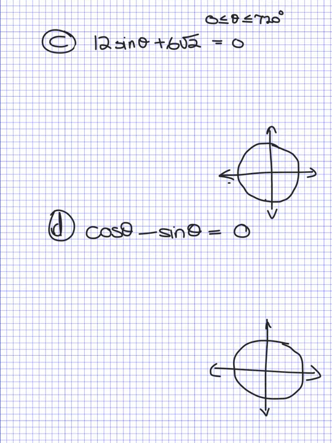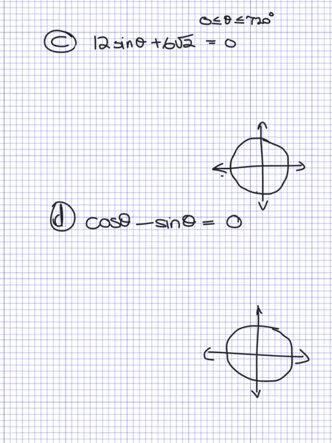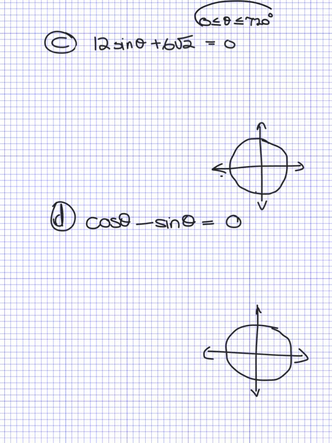let's keep going. So 12 sine theta plus 6 root 2 equals 0. This time we actually have a restriction, as you can see here, so we're going to have to take that into account. Well, don't be scared by this. Solve it as you would a normal equation. If you had x there, how would you solve it? Well, you'd get rid of the 6 root 2. We're going to take 6 root 2 from both sides. So I'm going to get 12 sine theta equals negative 6 square root 2.